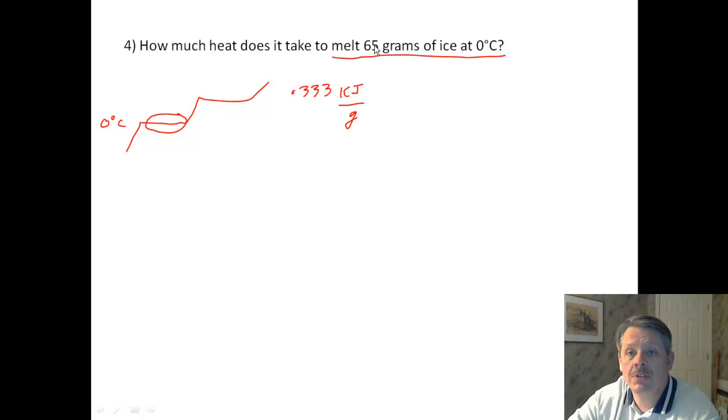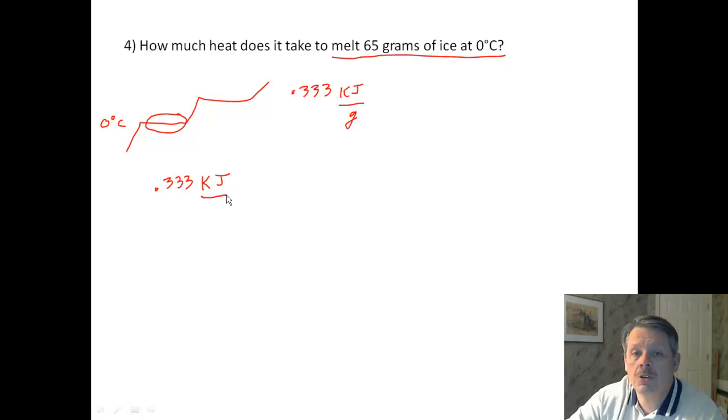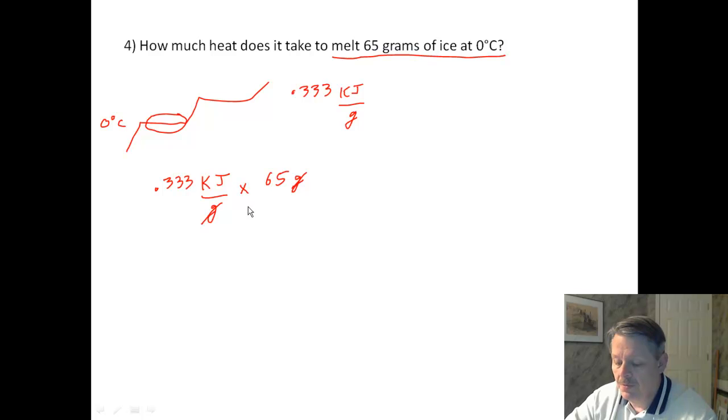Well, we have 65 grams. So if we take 0.333 kilojoules, just look at our units per gram, and we multiply by 65 grams, well, what disappears? Grams disappear. We're left with kilojoules. Right? So that's all we have to do. And we get 21.7 kilojoules.